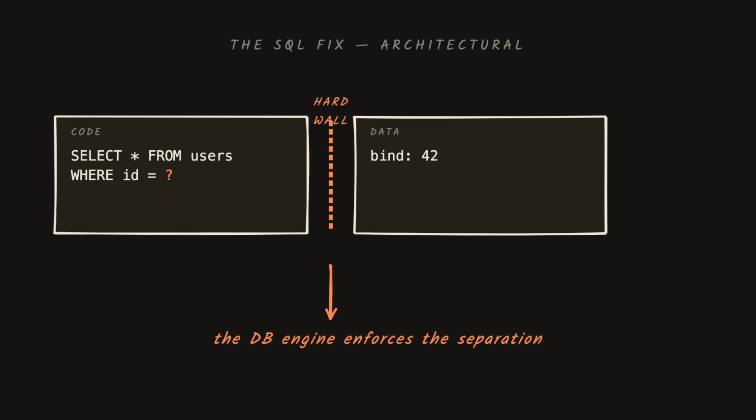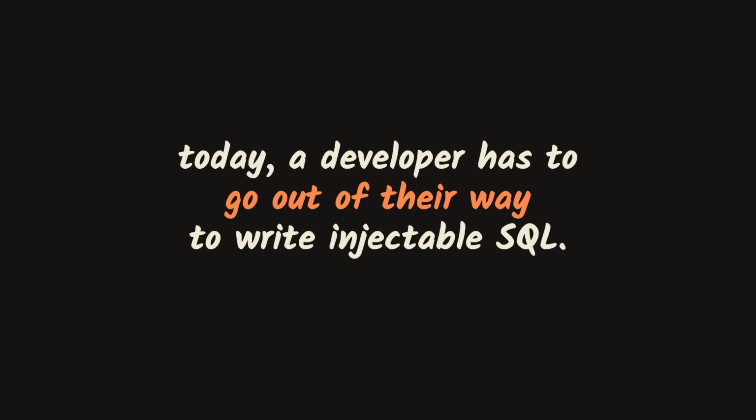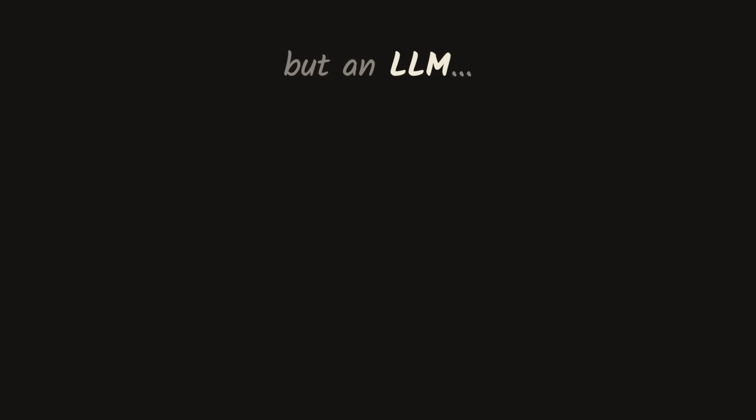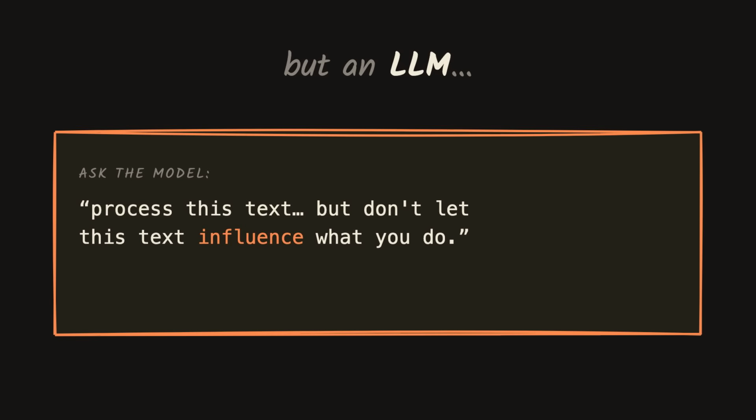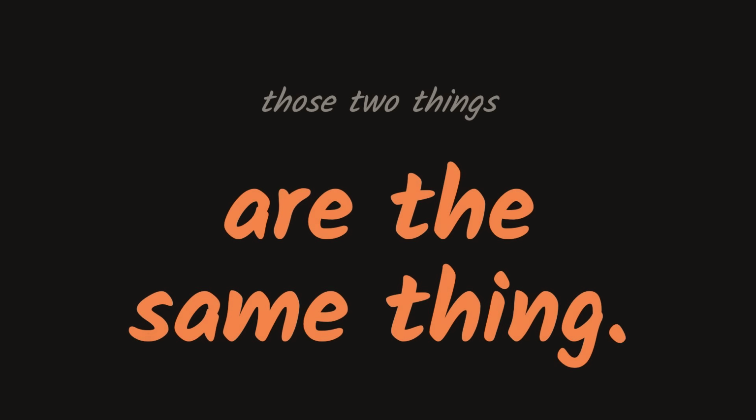The database engine itself enforced the separation. Today, a developer using modern frameworks has to go out of their way to write injectable SQL. But an LLM, you can't parameterize a prompt the way you parameterize a SQL query, because the model has to interpret user input to function. That's the whole point. You can't tell it, process this text, but also don't let this text influence what you do. Those two things are the same thing.